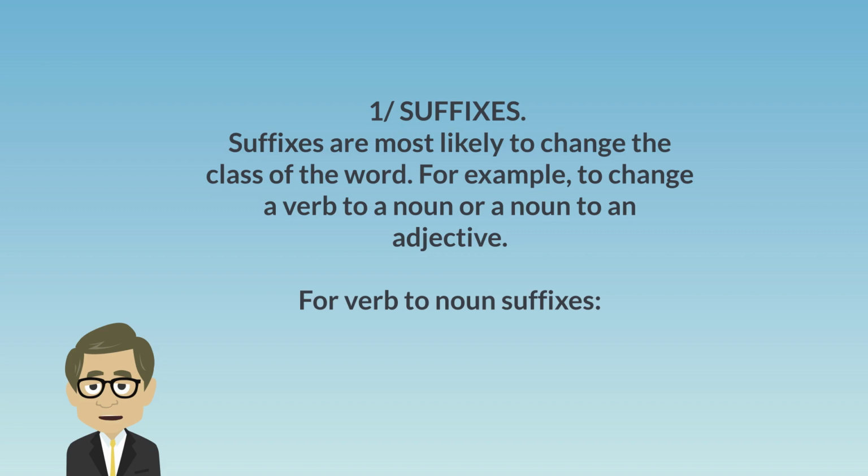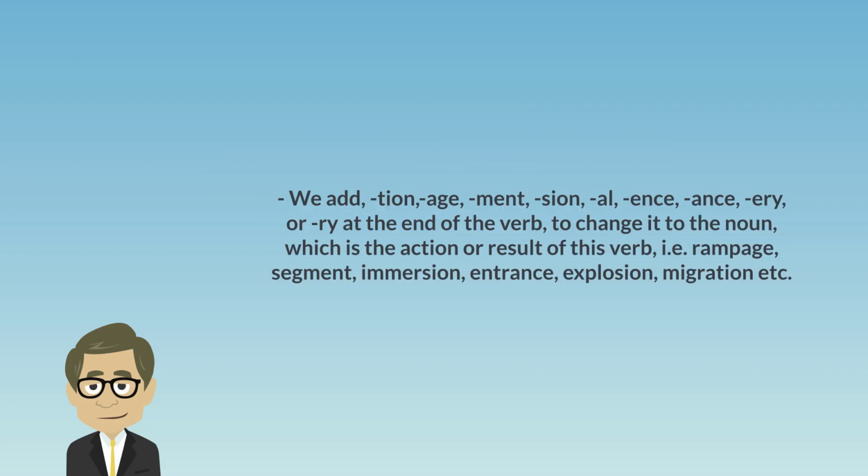1. Suffixes. Suffixes are most likely to change the class of the word. For example, to change a verb to a noun or a noun to an adjective. For verb to noun suffixes, we add -tion, -age, -ment, -sion, -ence, -ance, -ion, -ure at the end of the verb, to change it to the noun, which is the action or result of this verb, i.e. rampage, segment, immersion, entrance, explosion, migration, etc.